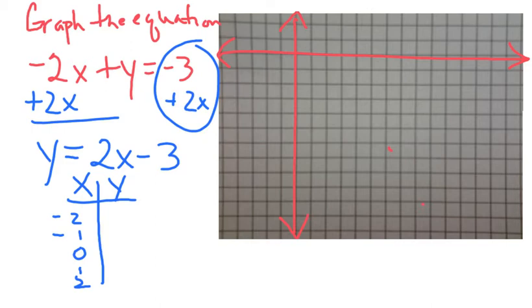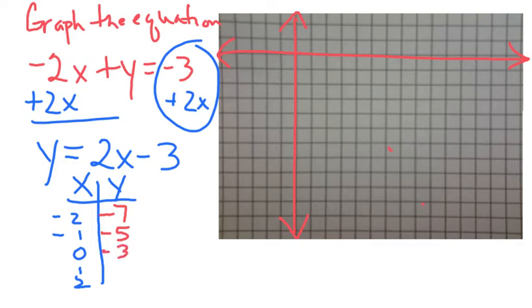Okay, so after you get your x's picked, you take your x and you put it into the equation in x's spot, do the math to find y. So, let's start with negative 2. Negative 2 times 2 is negative 4, and negative 4 minus 3 is negative 7. That's our y. Let's put negative 1 in now. Negative 1 times 2 is negative 2. Negative 2 minus 3 is negative 5. When you put in 0, 0 times 2 is 0. 0 minus 3 is negative 3.